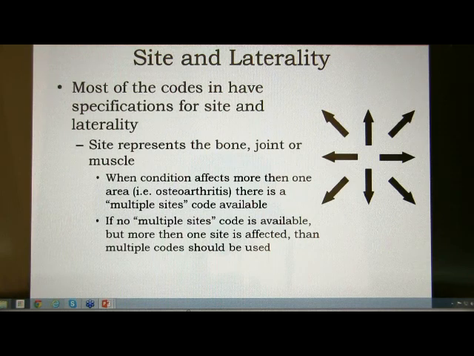a multiple sites code rather than having to list out multiple diagnosis codes for the joints and areas that this is affecting them. If there is no multiple sites code, then unfortunately we do have to code out each of the sites that the patient is currently experiencing and getting treatment for.